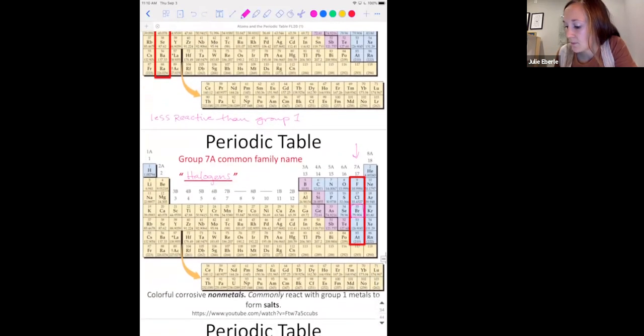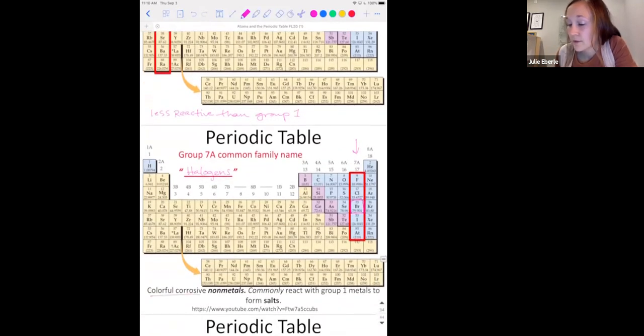And these are corrosive. They're colorful. Chlorine gas is a very toxic, corrosive gas. Again, they're nonmetals. Here's what you need to know about group 7, the halogens. They commonly react with group 1 metals, and we call the product of their reaction a salt. Can anybody name a very common one that we should know, chemically, between a group 1 element and a group 7?